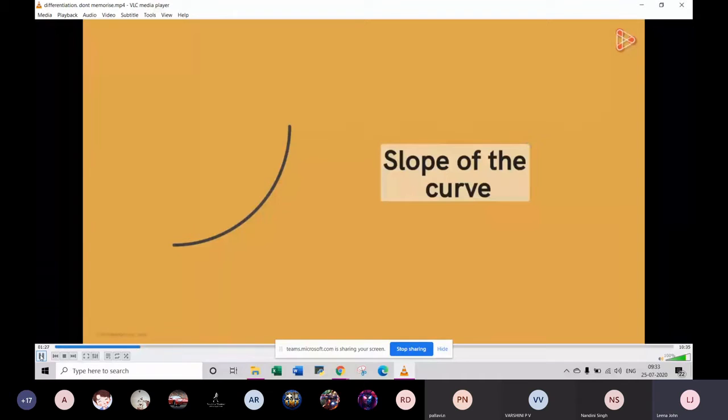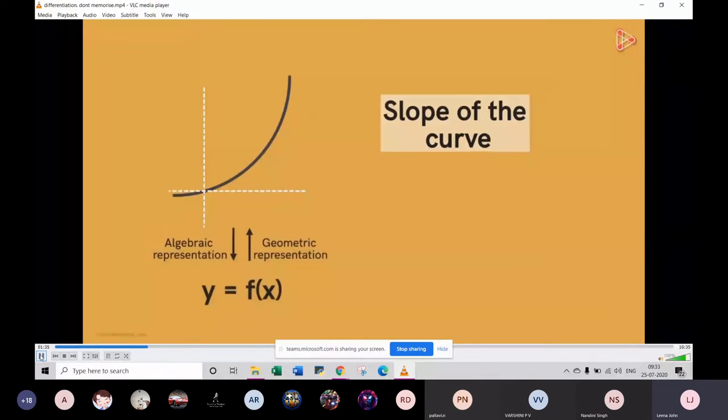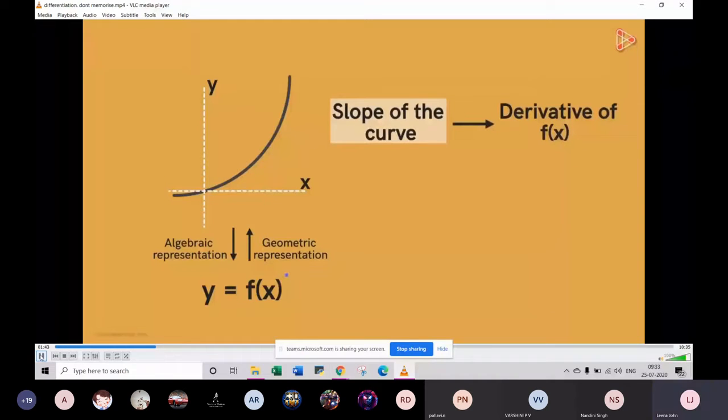Here, the process of differentiation helps us. Also, we know that such a curve can be represented algebraically by a function between two variables. We will see that this slope is connected to the idea of the derivative of a function. So let's continue with our question.